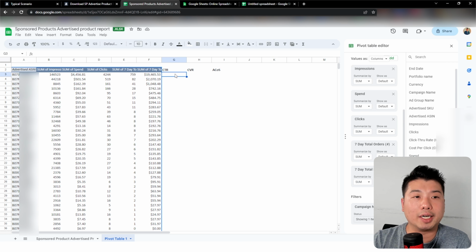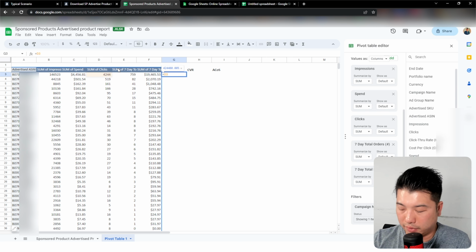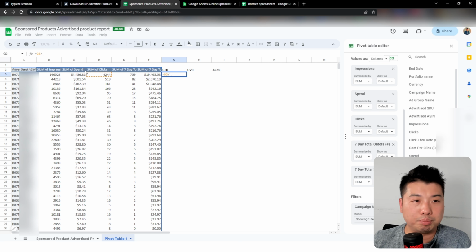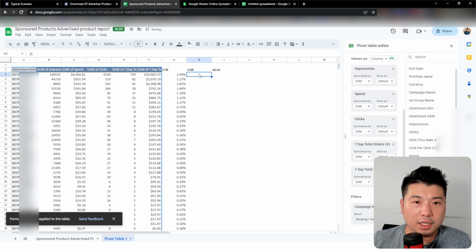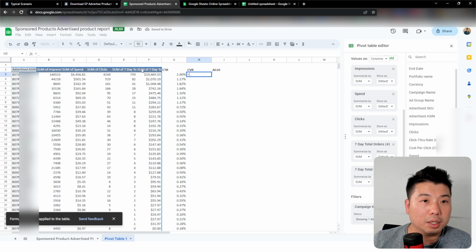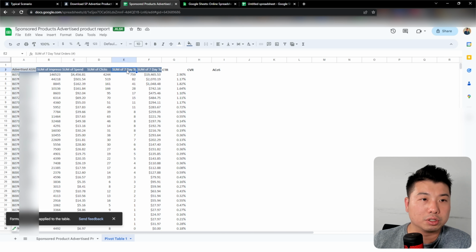So with CTR, that would be your clicks, so D3 divided by B3. And the conversion rate would be E, so E would be the orders, right?